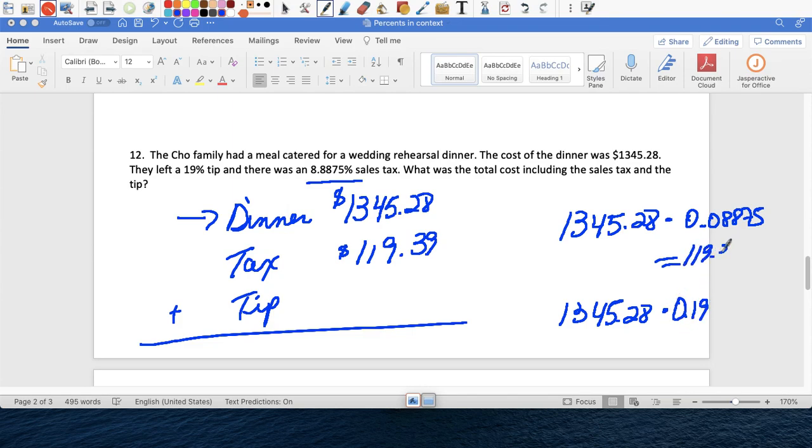Top one was 119.39. And this one is going to be a little bit more. 1345.28 times 0.19. The tip is going to be $255.60. And then you add it up. 255.60 plus 119.39 plus 1345.28. And you get a grand total of that. Yeah, tax and tip. Big chunk.